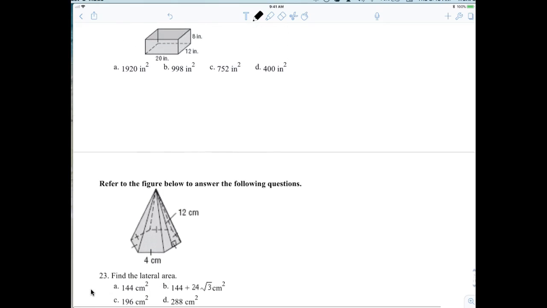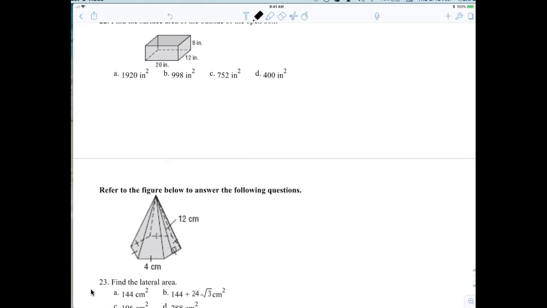Number 16. I don't know how to find the lateral area. Okay, so remember, the lateral area is just the area around the walls. The lateral area is always the perimeter times the height. The perimeter times the height is literally what the lateral area is.